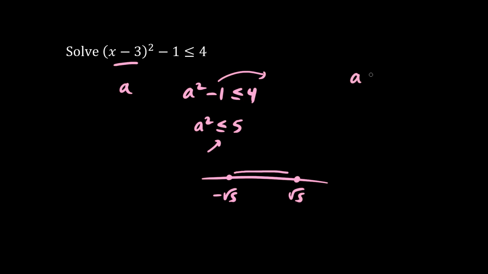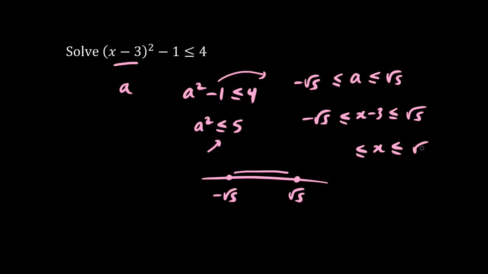So we have a is less than or equal to root 5, and a is larger than or equal to negative root 5. And x minus 3 is a. So we have x minus 3 is between root 5 and negative root 5. We then add 3 to each part. So we solve for x. We have root 5 plus 3, and we have minus root 5 plus 3. This here is our solution region.